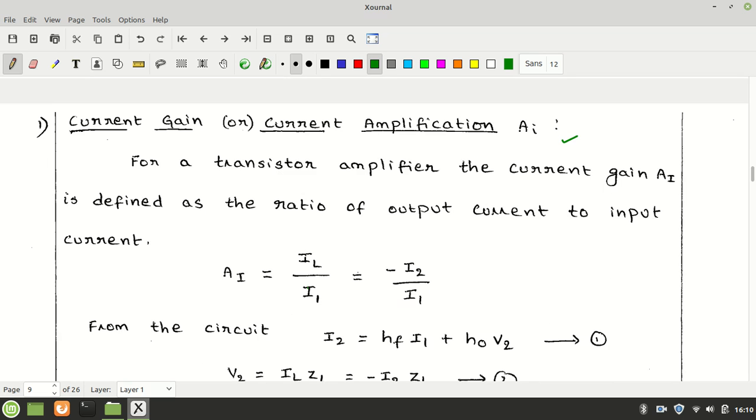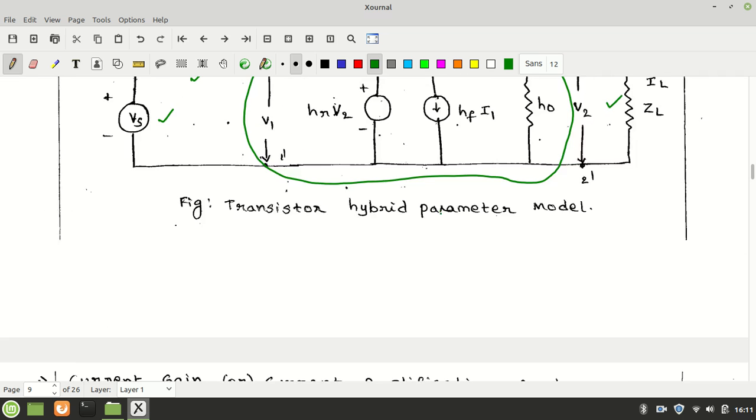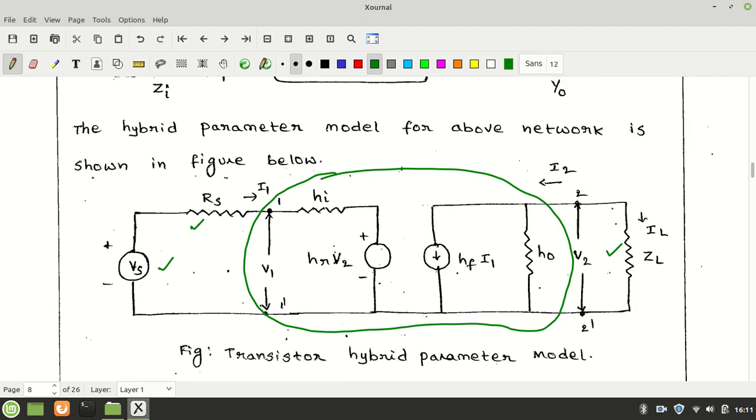AI, current gain, means the output current to the input current. So IL by I1, and now we can see IL is what? IL is the load current flowing in this direction, and I2 is the actual output current. So IL and I2 are the same but with a negative sign, because it is flowing in the same loop.